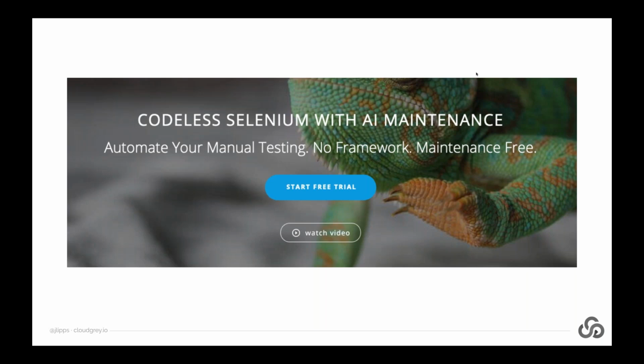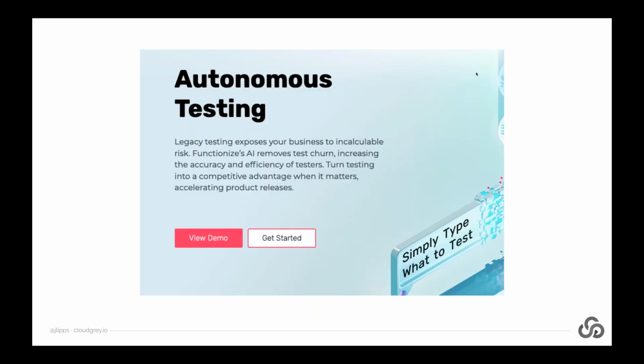Here we have someone advertising autonomous testing. So this makes it sound like it's testing that humans are not involved in at all, like autonomous self-driving vehicles. So again, we need to dig into this to figure out what exactly is meant by this kind of autonomous testing, or what their AI is that can supposedly remove test churn and increase the accuracy and efficiency of testers. Interesting.